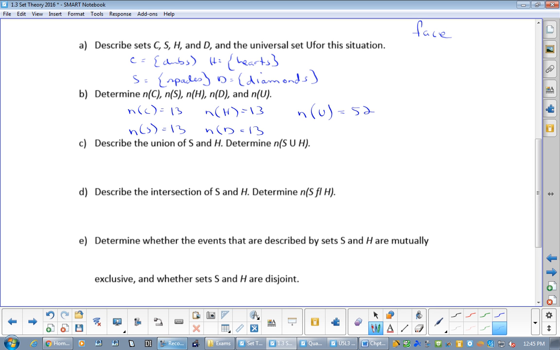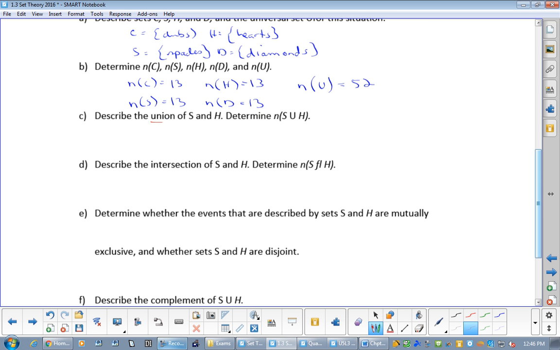Okay, now describe the union of S and H. First of all, S and H, joint or disjoint? Can you have a spade heart? Okay, always ask that question. Can you have a spade heart? No, it doesn't make sense. Okay, so these are disjoint.